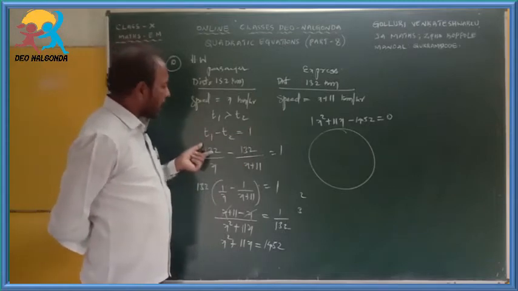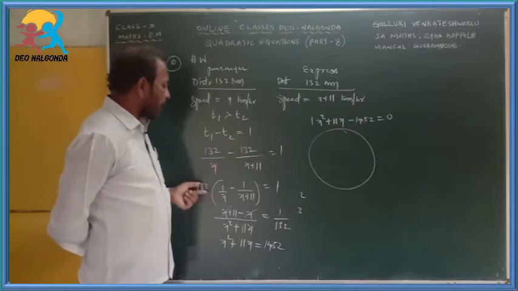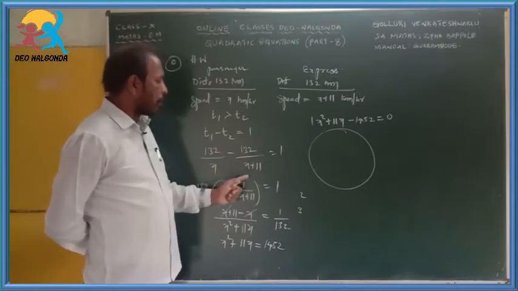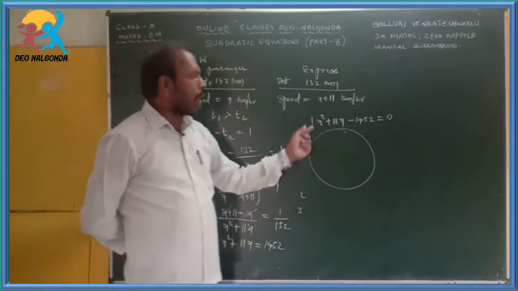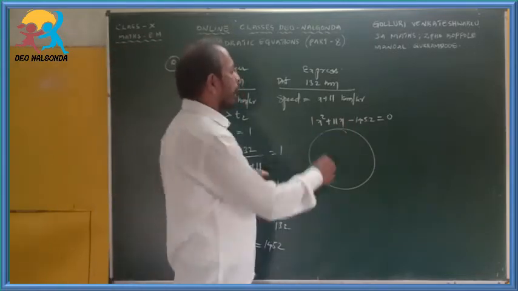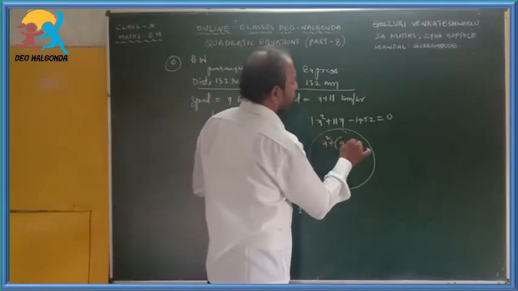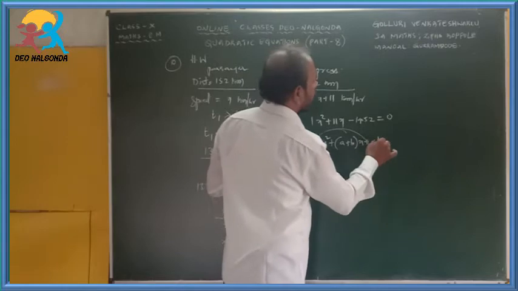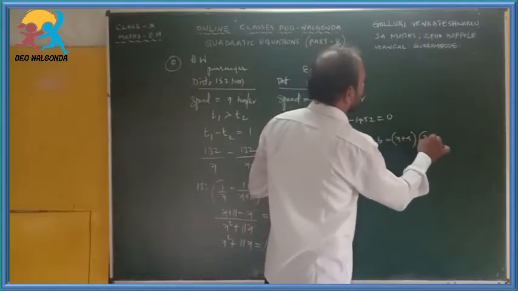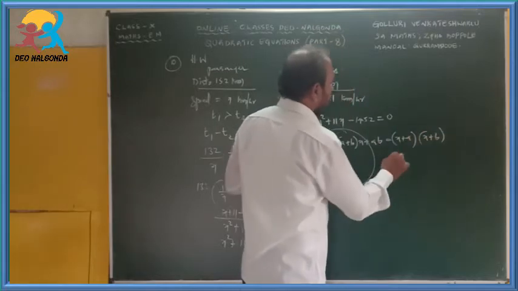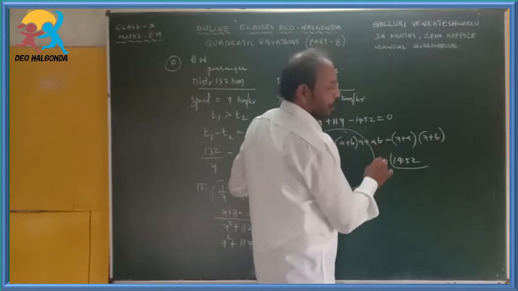Time formula is distance by speed. So 132 is taken as common, 1 by x minus 1 by x plus 11 is equal to 1 hour. So here we obtain a quadratic equation, easy to resolve into factors. x square plus a plus b into x plus ab is written as x plus a into x plus b. Do it this way. The factors of 1452 are easy, if you do it, it will come.